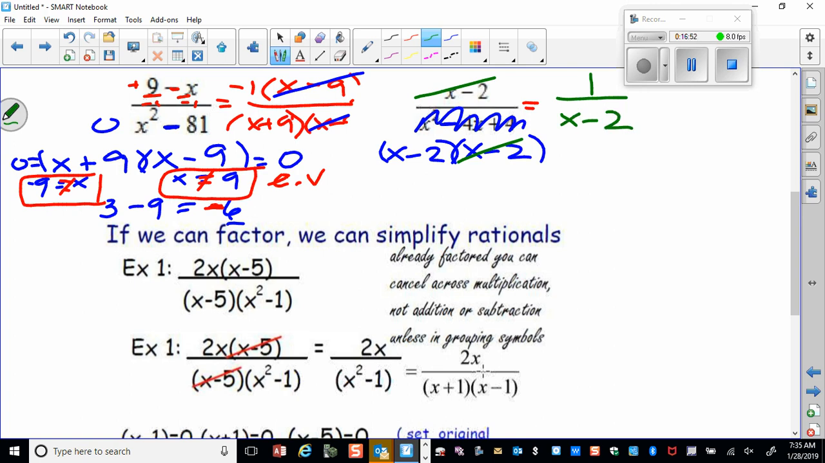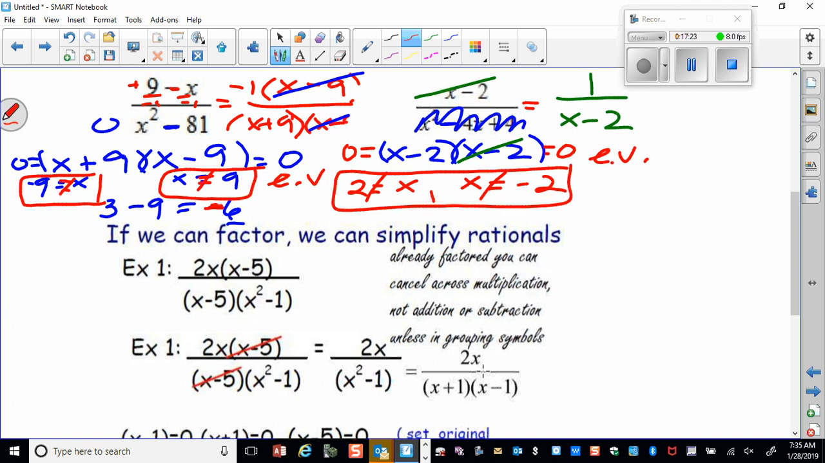Okay, and if I'm looking at excluded values, I'm going to set each one equal to 0. What values of x are going to make those 0? So x equals -2 would make that 0, and x equals +2 would make that 0. So for excluded values, x cannot equal positive or negative 2. All right? Okay.